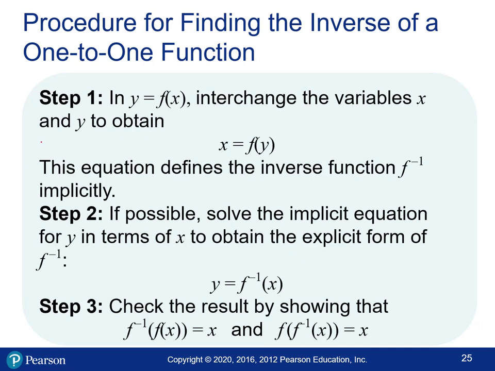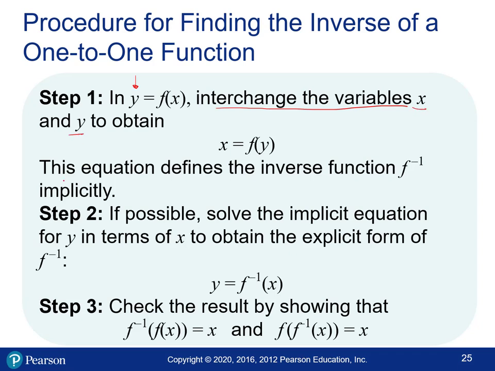Alright, so here's the steps summarized for finding the inverse of a one-to-one function. First, you want to go ahead and replace f of x with y, just so that it's easier to work with when you do the very next thing, which is to interchange the variables, or swap x and y. So that one, just remember you're finding the inverse or the opposite. So you're going to swap x and y in your equation.